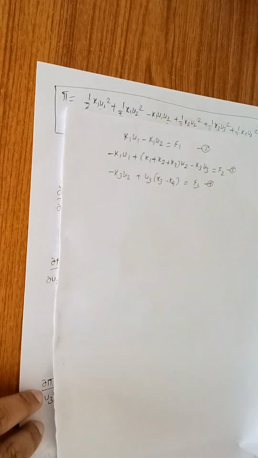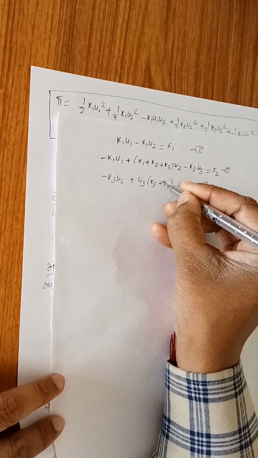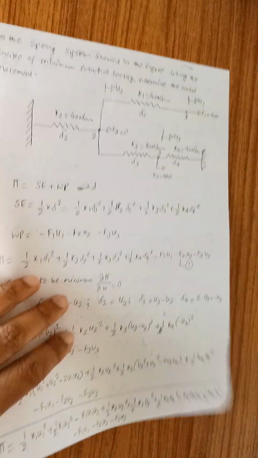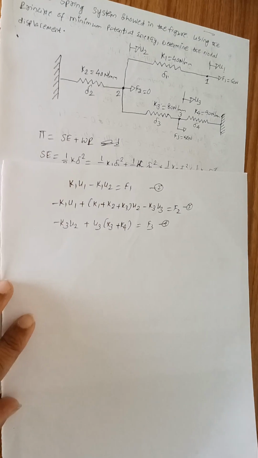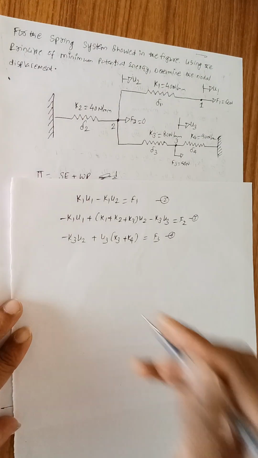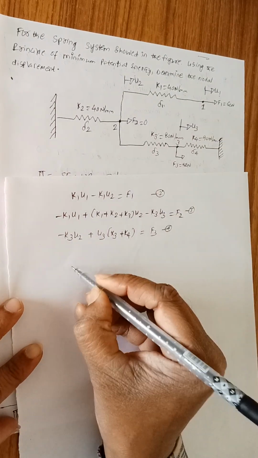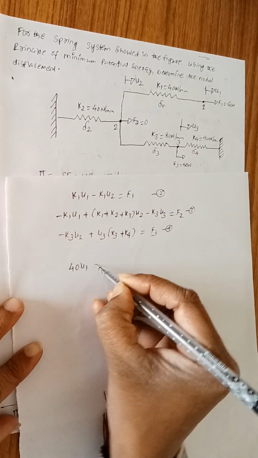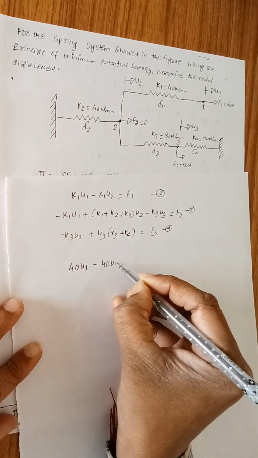So now let me try to solve these three equations. So before solving, and here it's going to be made plus. Okay, so before even solving those three equations, let me try to substitute those values. Here I can just substitute all these values according to this problem, whatever the given values. So k1 is given as 40. So 40 u1 minus 40 u2, it is going to be f1.